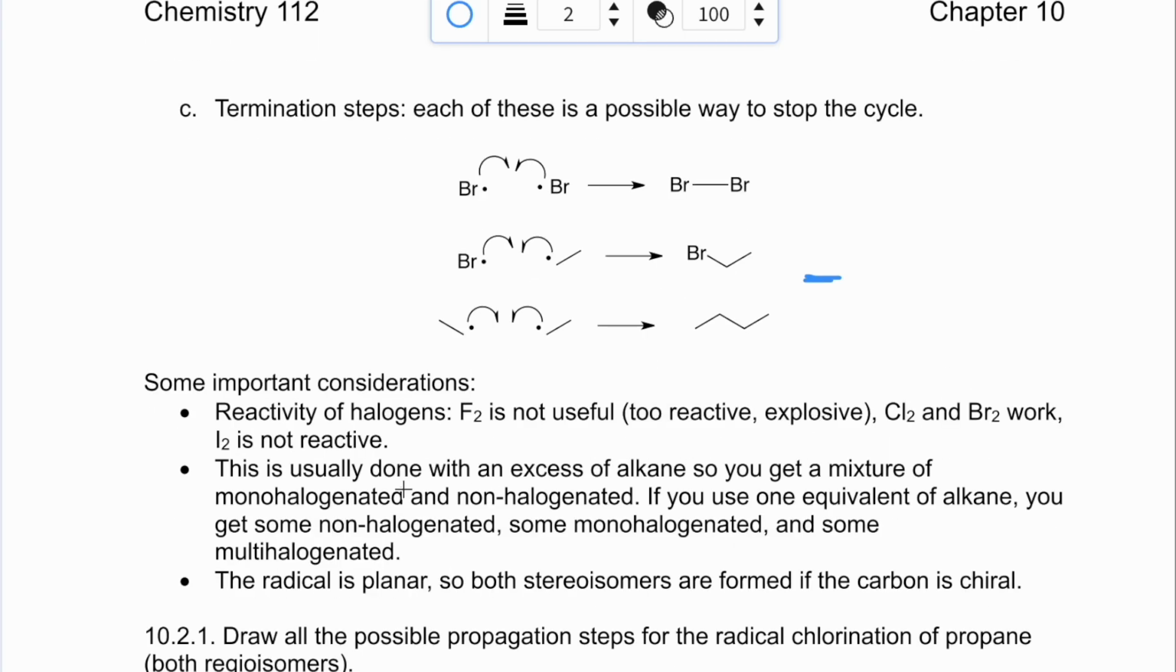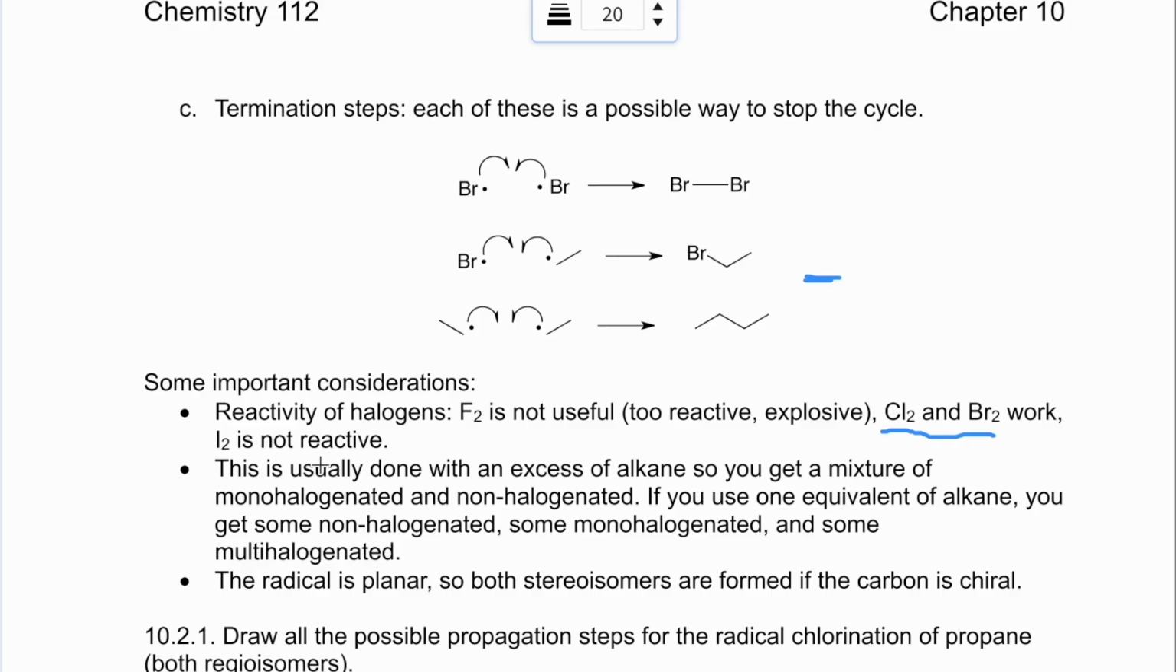The halogens that are usually used for this type of cycle are chlorine and bromine. Fluorine ends up being too reactive to be useful, and iodine tends to be not reactive enough. So it is more economically useful to create alkyl halides from chlorine and bromine, and then there are other ways to make fluorides and iodides.